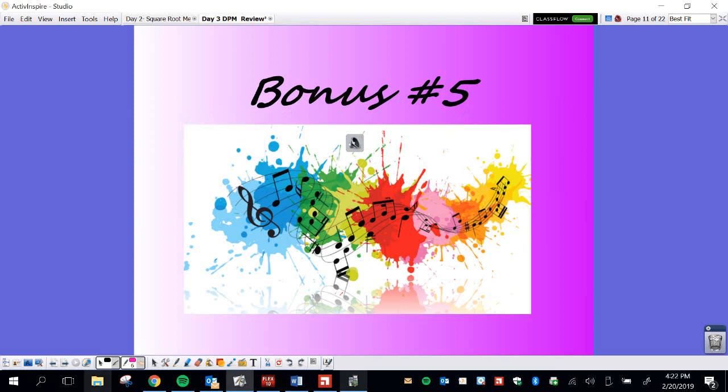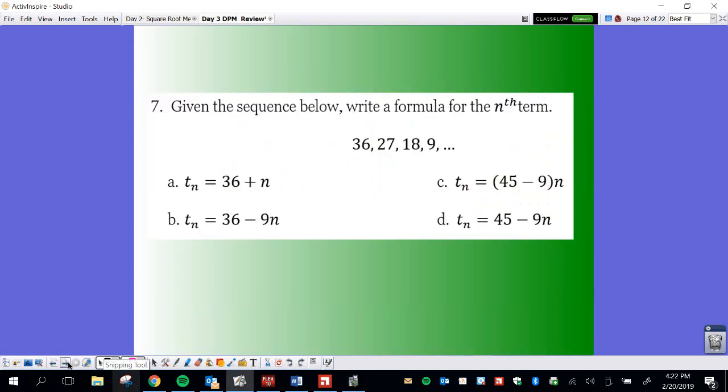Okay, next question, number 7. Given the sequence below, write a formula for the nth term. Well, we can actually use our calculators to write our formula for this sequence here. So if you'll remember this 36, 27, 18, 9, what this means is this is my first term, this is my second term, this is my third term, and this is my fourth term in this sequence.